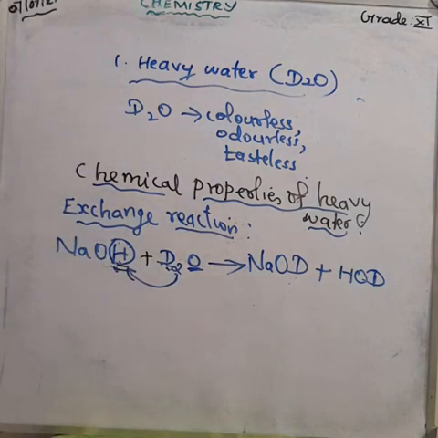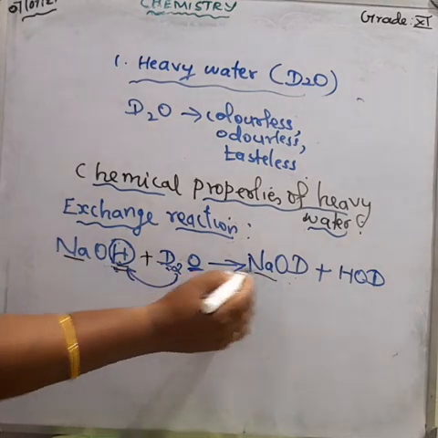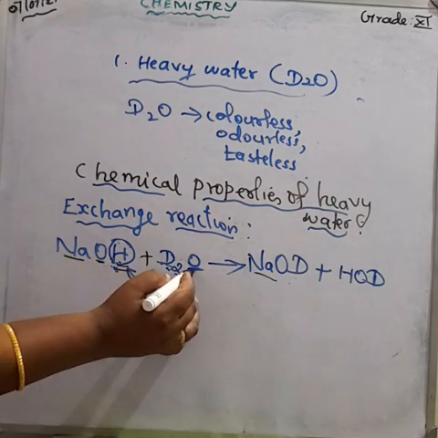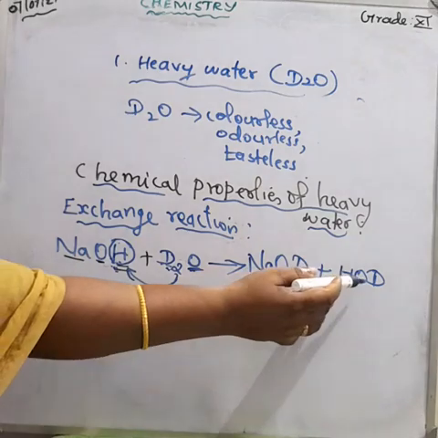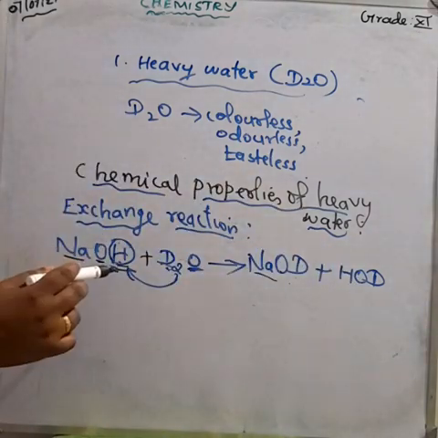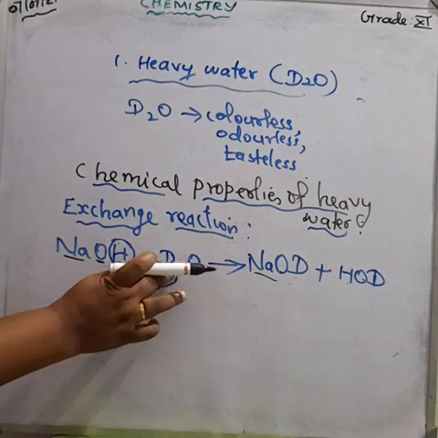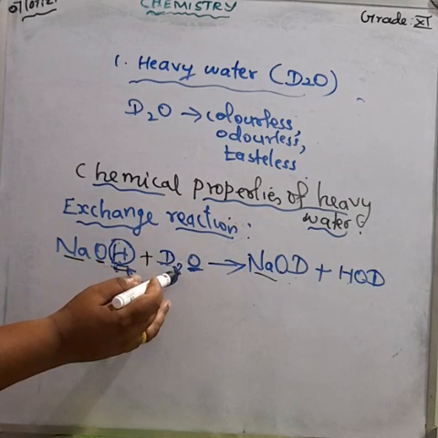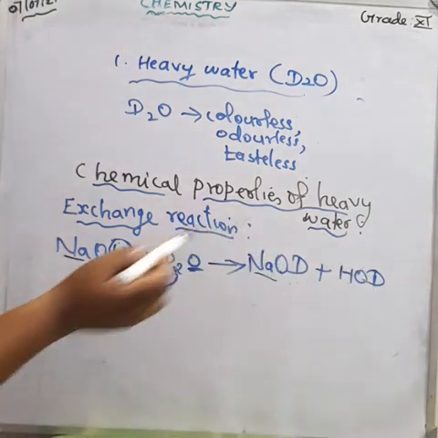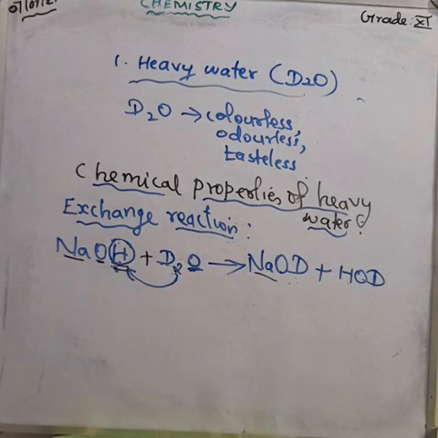Now we have to balance the equation. Sodium: how many sodium atoms here? Only one, and here also only one. Oxygen: 2 oxygen atoms here, and here also 2. Hydrogen: only one here, and one here. Deuterium: 1 deuterium here and 1 deuterium here, so 2 deuteriums. Now the equation is balanced. This is one of the chemical properties, and this is one example of exchanging the deuterium atom.